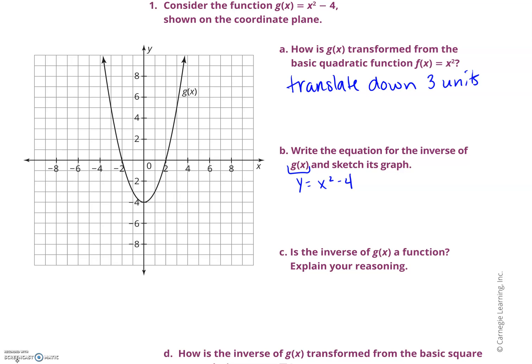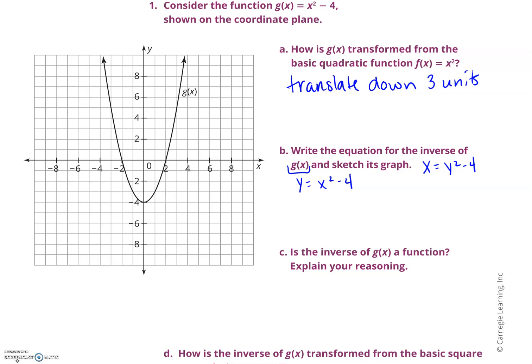Now to find the inverse, we're going to swap places with the y and the x. So what we have is x equals y squared minus 4. So notice the equation stayed the same. X and y just switch places, but everything else is the same.